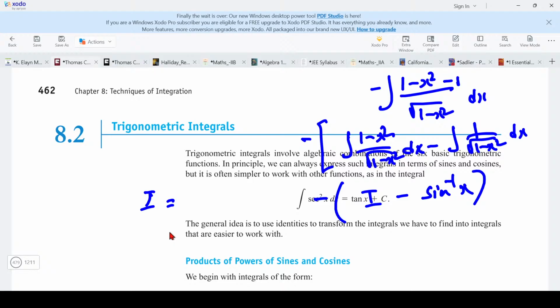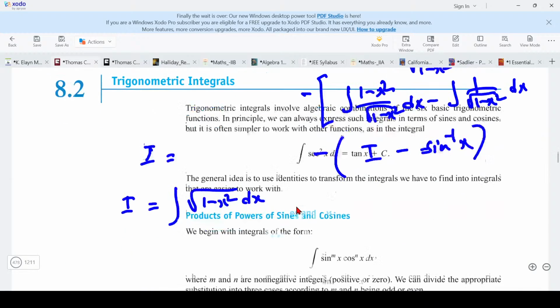Sir, can we take that as 1 by I? Because it's 1 by root. No, it is not 1 by I. See, I is this one, the integral of under root 1 minus x square. I is not 1 by under root 1 minus x square. I is the whole integral. So this one only we can take as I. This integral anyway we know, 1 by under root 1 minus x square is sine inverse x.